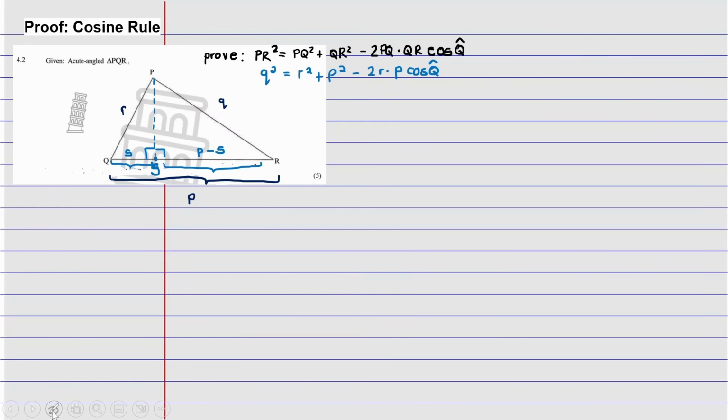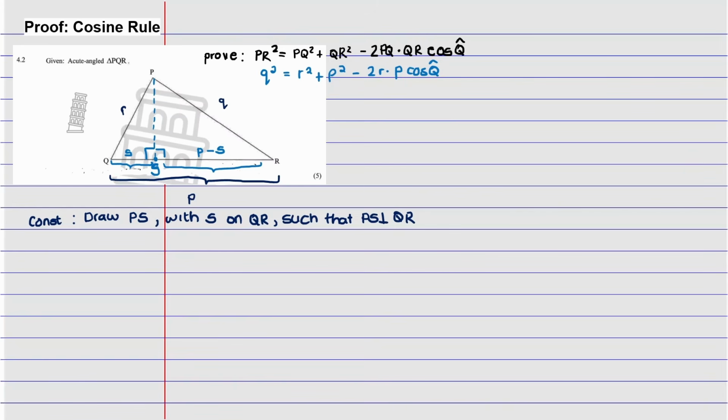So now let's write the things that we did. This is what we did. We're going to say construction, right? With construction, draw PS, with S on QR, such that PS is perpendicular to QR. So that is us doing the construction.